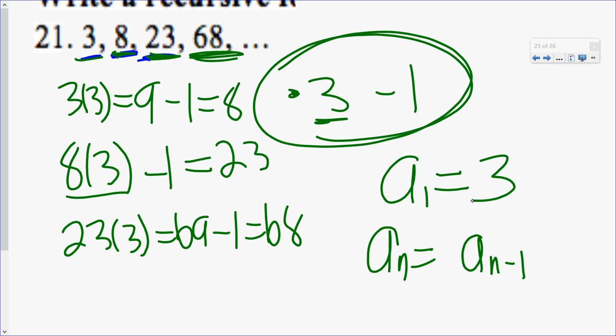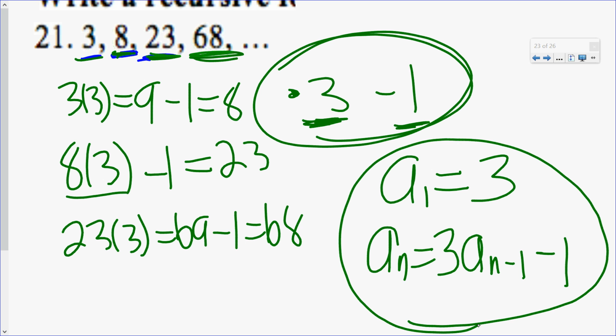And now what's the pattern? What's the rule? I'm multiplying the previous term by 3 and then subtracting 1. So I'm multiplying the previous term by 3 and then subtracting 1, and that would be my recursive formula.